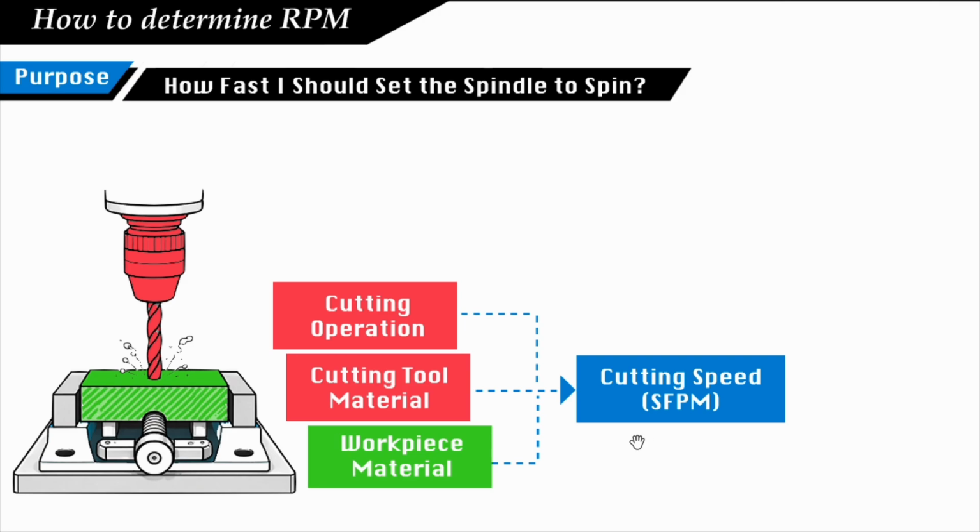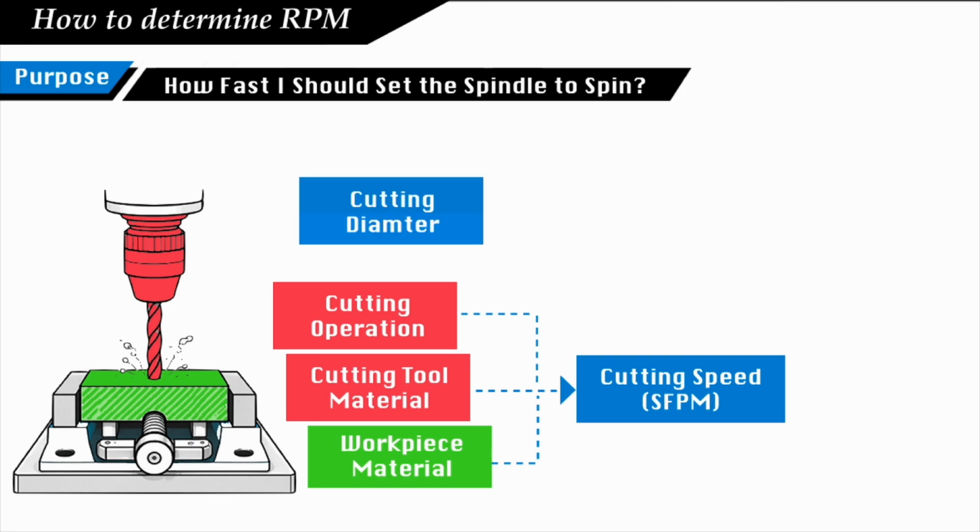And keep in mind, this is not how fast we can set our spindle, because the spindle needs to know how many revolutions to do per minute. Right now, this is cutting speed, in surface feet per minute. It represents how much the cutting tool and the material can hold each other without causing problems, either sliding or plowing.